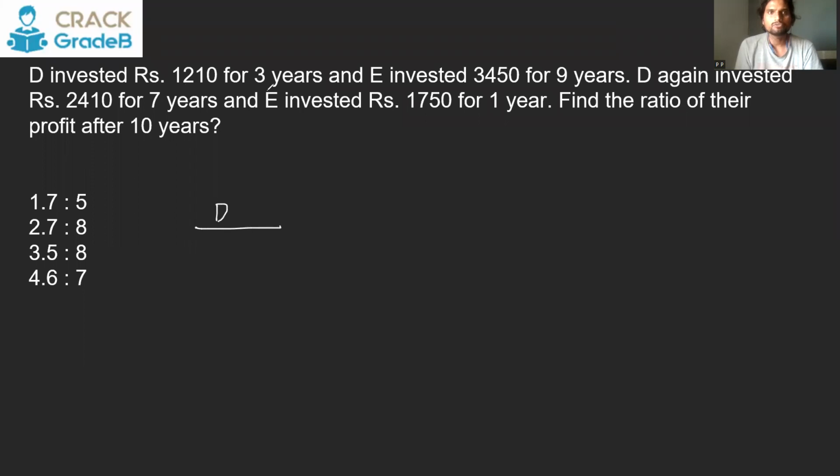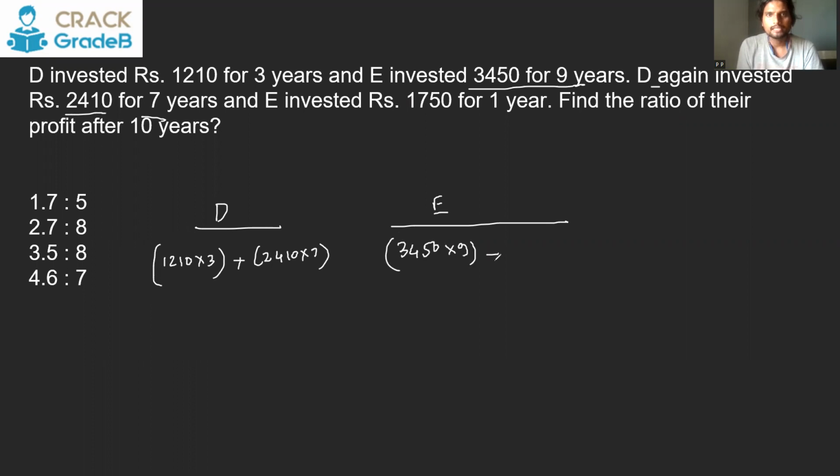D invested this much for 3 years. So 1210 for 3 years. Plus, because he's again investing, D again invested this much for 7. So 2410 for 7. E invested this much for 9, 3450 for 9 years. And this much for 1, 1750 for 1 year. You are asked what is the ratio of the profit.